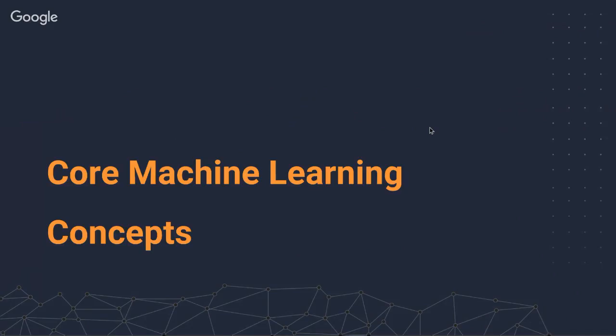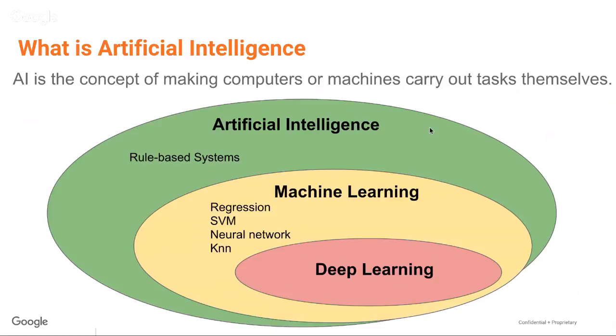Now, let's look back at core machine learning concepts. What is artificial intelligence? People think that artificial intelligence and ML are the same thing, as well as deep learning are the same thing, but they're very, very different things. Consider artificial intelligence as a football ground, okay, or the perimeter of the football ground. Machine learning can be considered as the stands where people sit in that football ground.